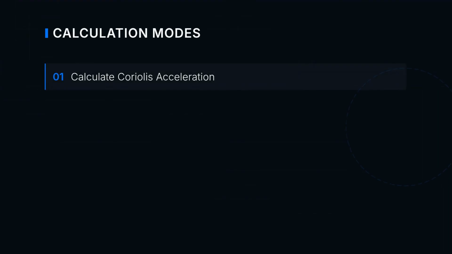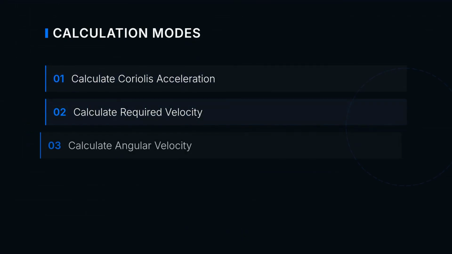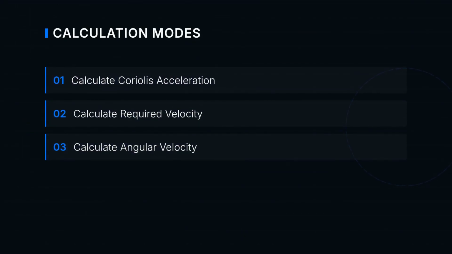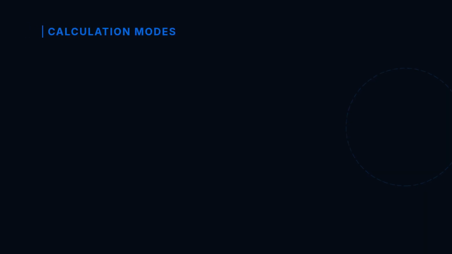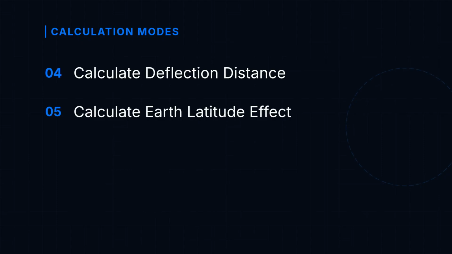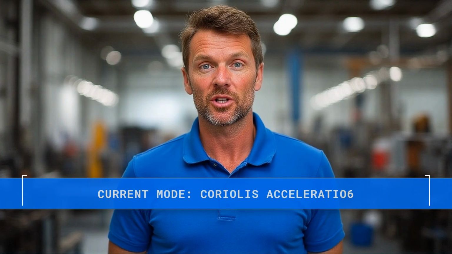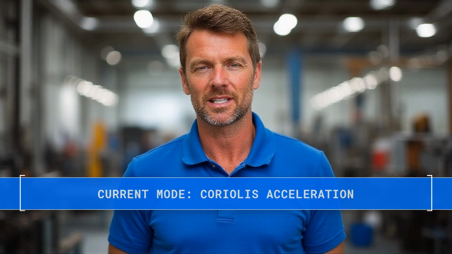The Coriolis Effect Interactive Calculator computes Coriolis acceleration and related parameters for rotating reference frames. This calculator has a drop-down menu for calculation mode with 6 options: Calculate Coriolis Acceleration, Calculate Required Velocity, Calculate Angular Velocity, Calculate Deflection Distance, Calculate Earth Latitude Effect, and Calculate Coriolis Force. For this demonstration, I'm using Calculate Coriolis Acceleration.